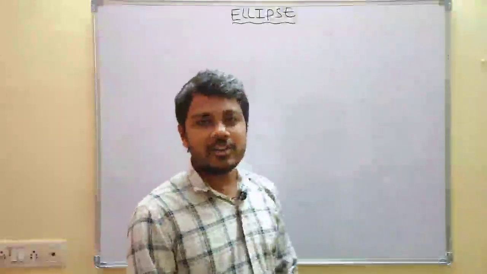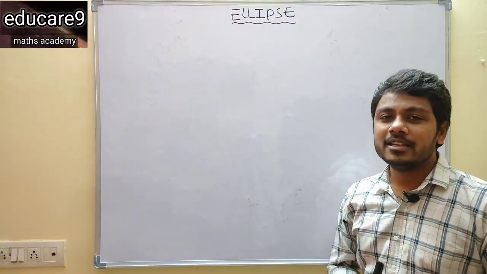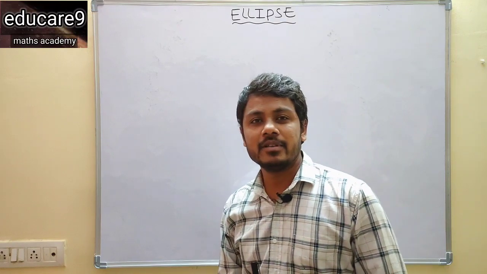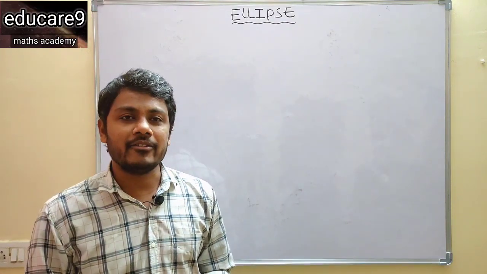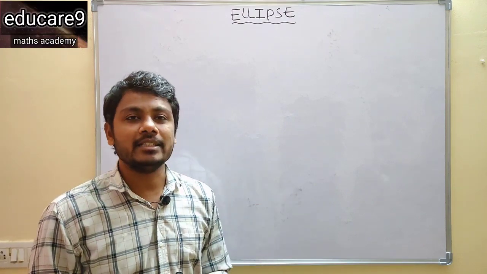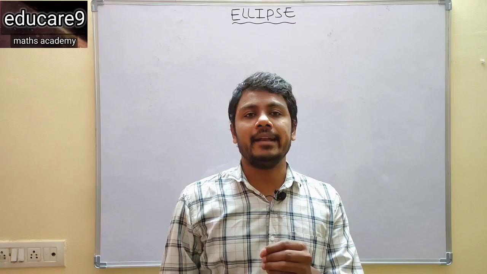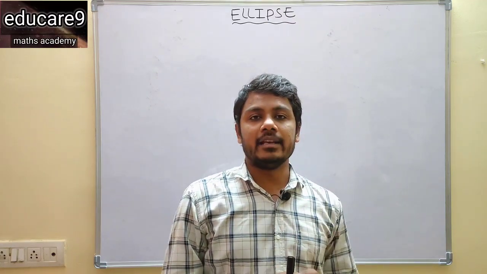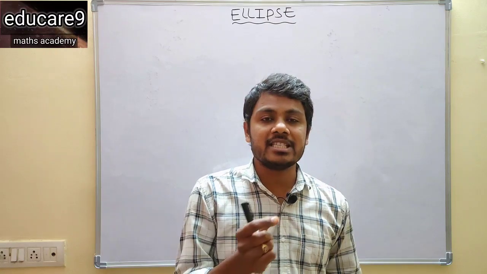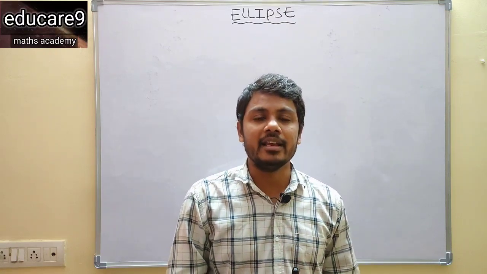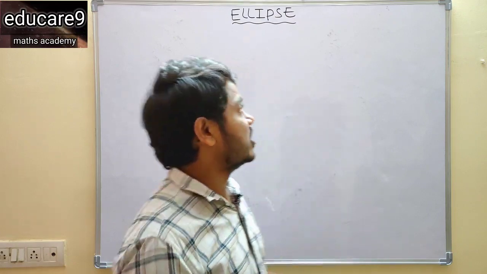Hello everyone. Today I am going to discuss a new chapter, ellipse. So what is meant by ellipse? Ellipse means the locus of a point which moves in a plane such that its distances from a fixed point and a fixed line are in the constant ratio e, which is less than 1. Then it is called an ellipse. See the definition of ellipse.